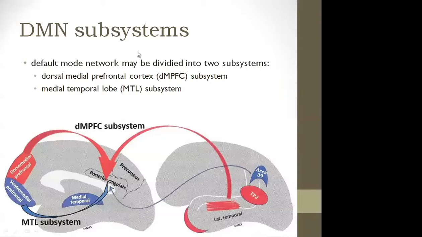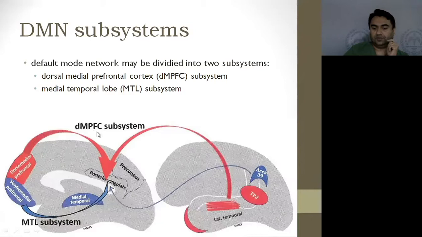What are the structures mainly as part of the dorsomedial prefrontal cortex subsystem? It's the dorsomedial prefrontal cortex and the lateral structures of the temporal lobe, mainly the temporoparietal junction and lateral temporal cortex. The medial temporal lobe subsystem involves mainly the ventromedial prefrontal cortex, the medial temporal structures, and area 39. From both aspects, it converges into a core system primarily within the posterior cingulate cortex.